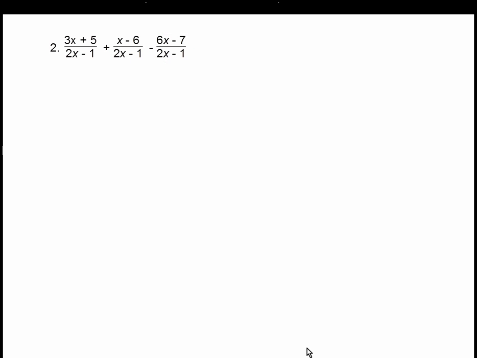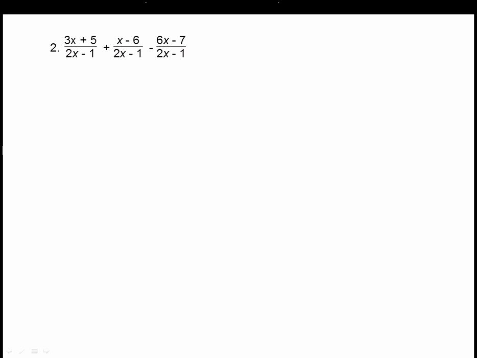Our second example. We've got 3x plus 5 over 2x minus 1, plus x minus 6 over 2x minus 1, minus 6x minus 7 over 2x minus 1. Okay, again, they all have the same denominator. They all have the common denominator of 2x minus 1.